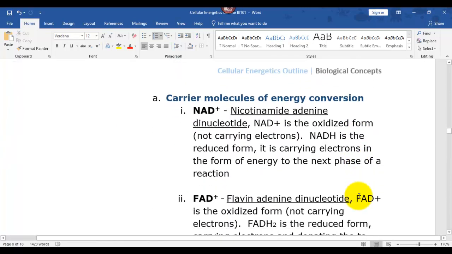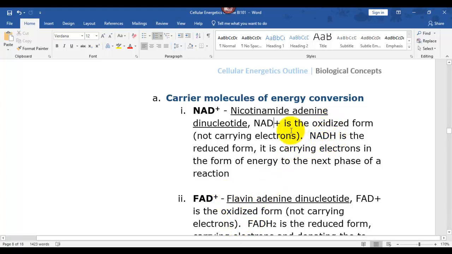And here's the first contestant. This is NAD+. See the little plus here? This is actually the oxidized form. It's nicotinamide adenine dinucleotide. Cool name. NAD+ is its oxidized form. It's not carrying electrons. During the process of converting ATP, part of that process is loading up these energy carriers to carry that energy to the next phase of the reaction. So the whole process keeps going.